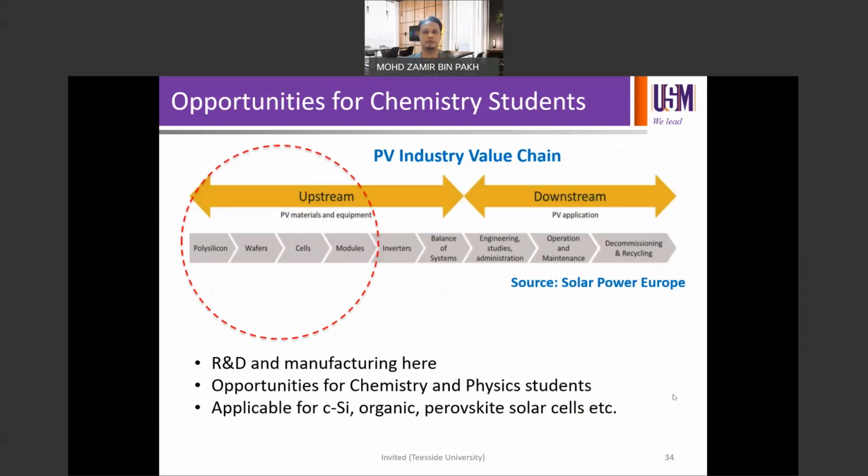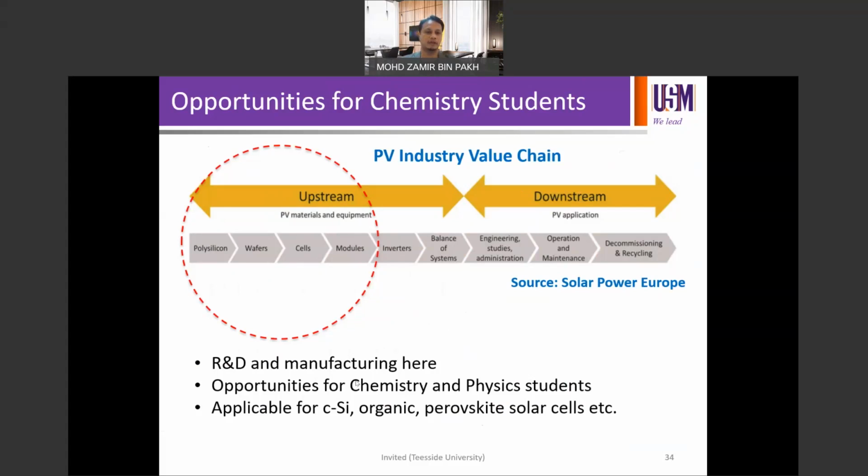So if you want to talk about opportunities for chemistry students in the PV industry, you can divide the field mainly into upstream and downstream. Upstream on the left and downstream on the right. Upstream mainly consists of R&D and manufacturing of the material, of the cell, of the module. Downstream is more related to the application, installation, and system integration of the PV panels.